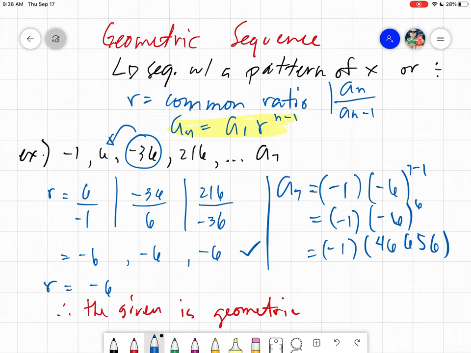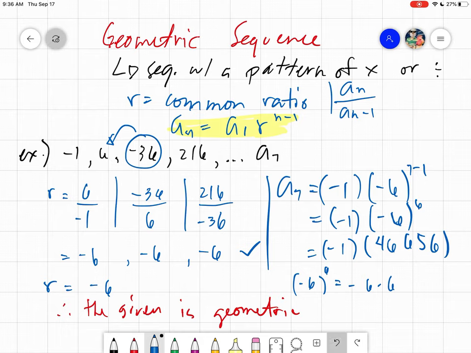So, if that is negative 6 raised to 6, the answer is negative 6 times negative 6 times negative 6 times negative 6 times negative 6 times negative 6. 6 times, okay? The answer there is not this. You might think the answer is negative 6 times 6 times 6 times 6.